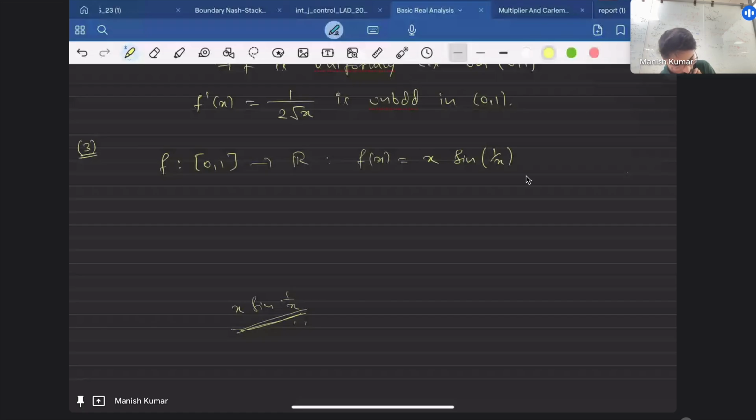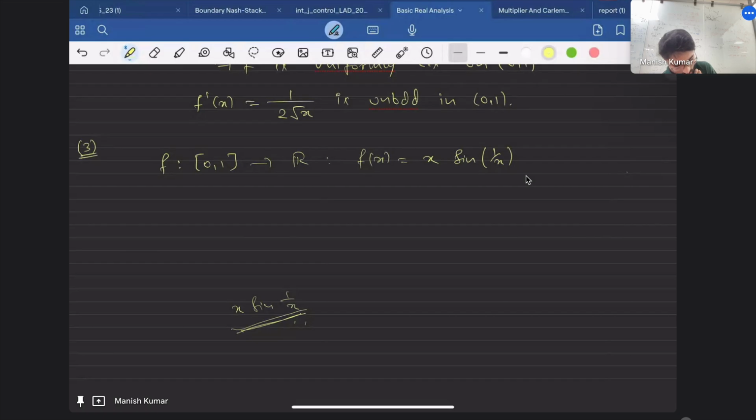So let me check the derivative. You know that at a non-zero point it is differentiable, so there is no issue at that point. Let's check differentiability at 0. Limit h going to 0 of f of h minus f of 0 upon h. Let's put a square over here, so it will be limit h going to 0 of h square sine 1 by h upon h, right? So this is going to be 0. So f is differentiable at 0 and at any other point.